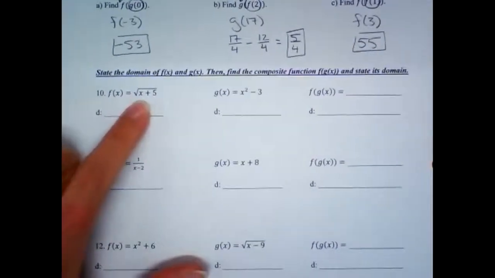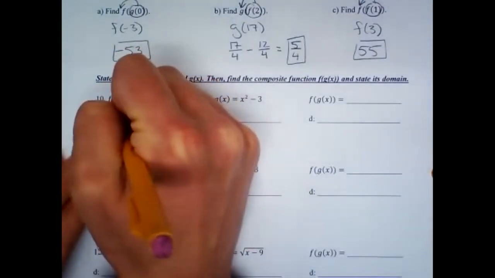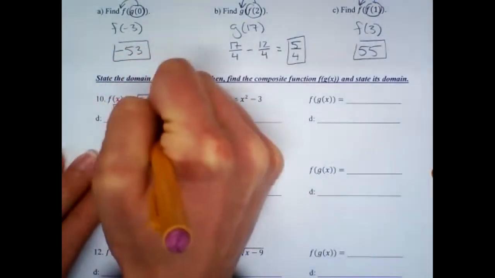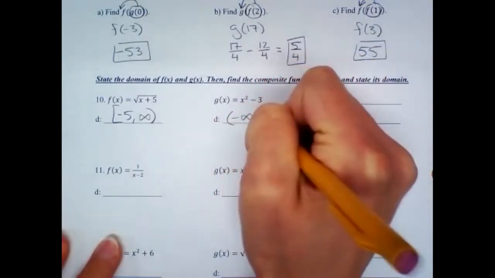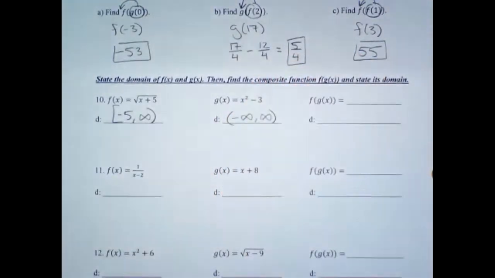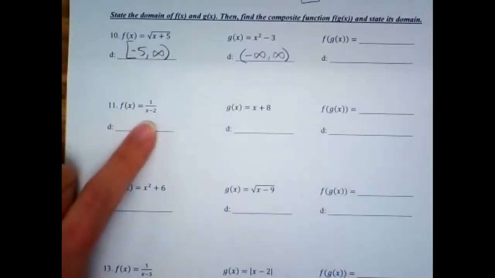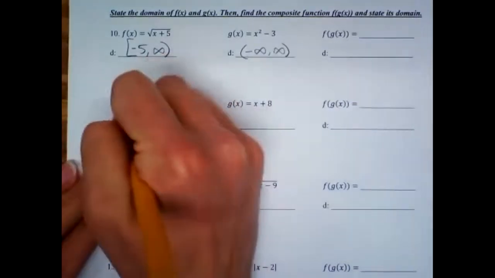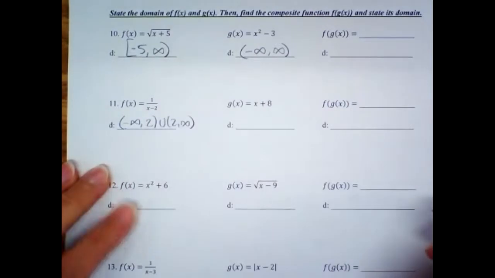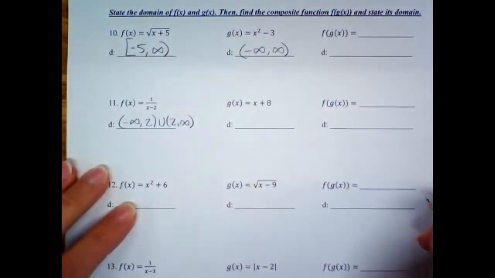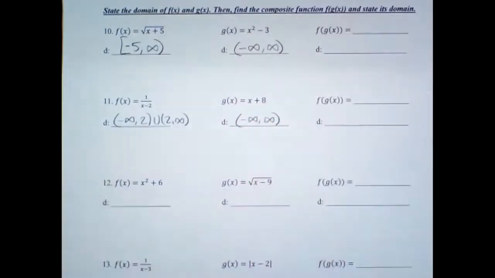All right, what is going to be our domain for this one? Bracket, negative 5 to infinity, cool, and then this one, all real. Actually, no, let's just go ahead and do the domains for all of them, because those won't be that hard to fill in. How about this one? Leave out 2. And then x plus 8 is a line. So all.